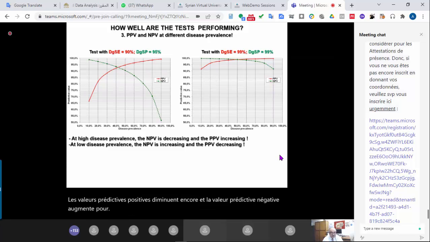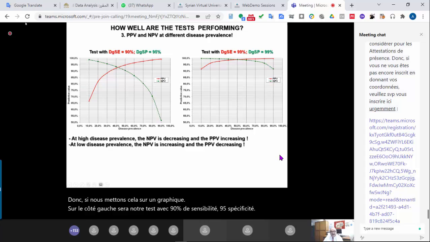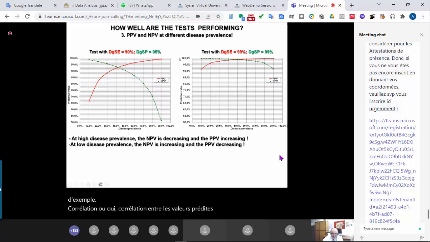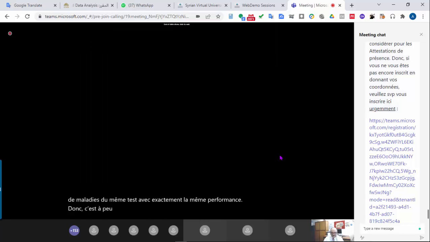So if we put this on a graph, on the left side will be our test with 90% sensitivity, 95% specificity. And on the right side is an improved test with, let's say, 99% sensitivity and specificity. An example of the correlation between the predictive values at different disease prevalence of the same test with exactly the same performance. So that's about this application of the test in the field.